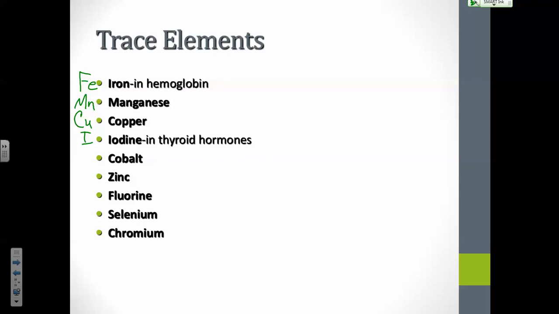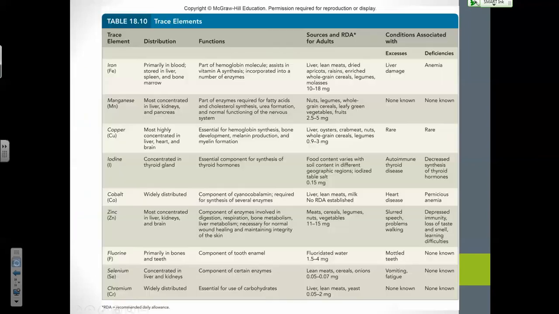We've learned iron's in hemoglobin. Cobalt is C little o. C big O is carbon monoxide. C little o is cobalt. Zinc is Zn. Fluorine, this is one everybody misses in a chemistry class. They think it's Fl, but it's plain F. And selenium is Se. Chromium is Cr. Okay? If you want to know more about them, there's the table. Okay?